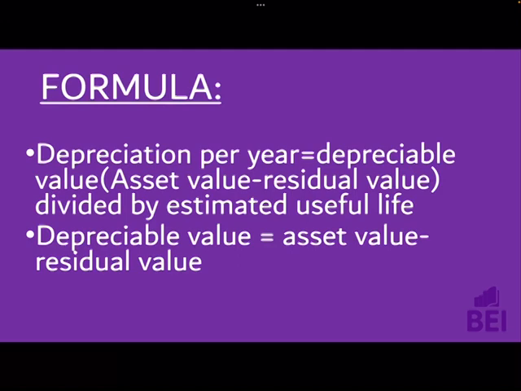The formula states that the depreciation per year is equal to depreciable value divided by estimated useful life. And in the brackets, we see that depreciable value is pretty much the same thing as asset value minus residual value. And this is reiterated in the second bullet point. Now I'm going to be explaining some of the terms so you can understand it more clearly.